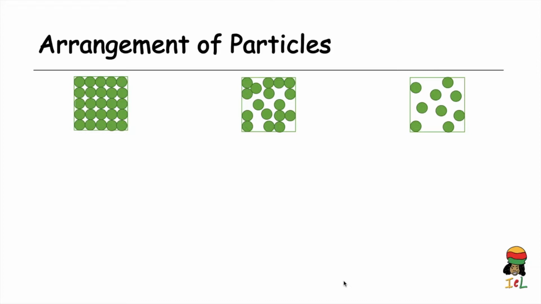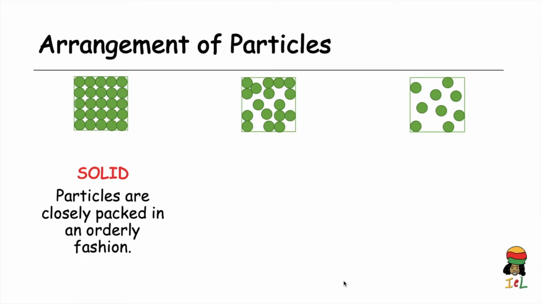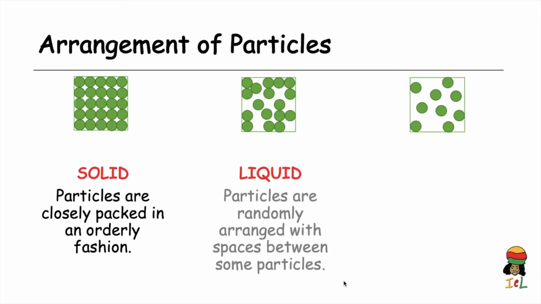So we're starting off with the arrangement of the particles, and already we have three diagrams representing the arrangement of the three states of matter. And of course, our first one is solid. As you can see, the solid particles are closely packed in an orderly fashion. Next, we have liquid, and liquid particles are randomly arranged with spaces between some of the particles. And of course, some particles may actually exist as clusters and not individual liquid particles.